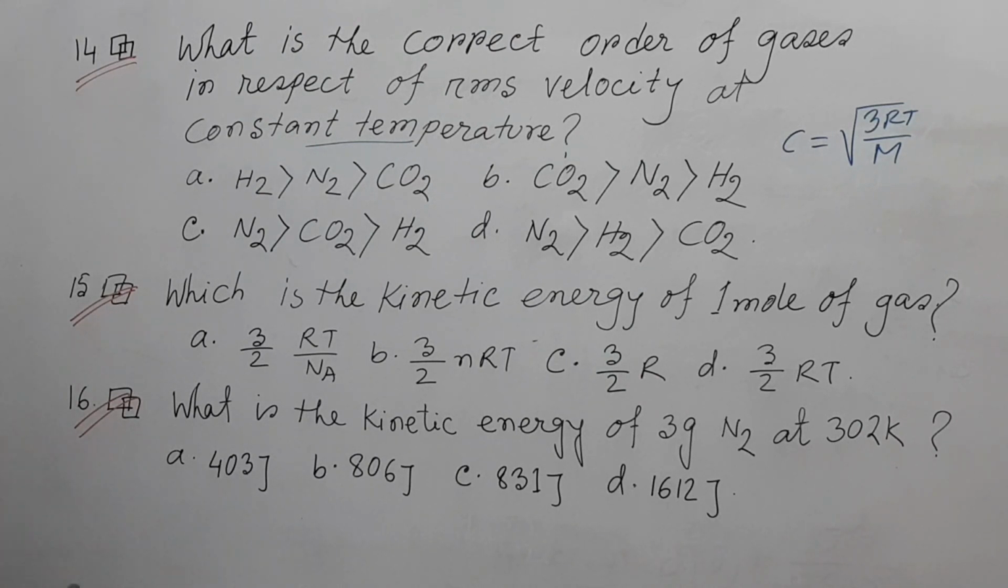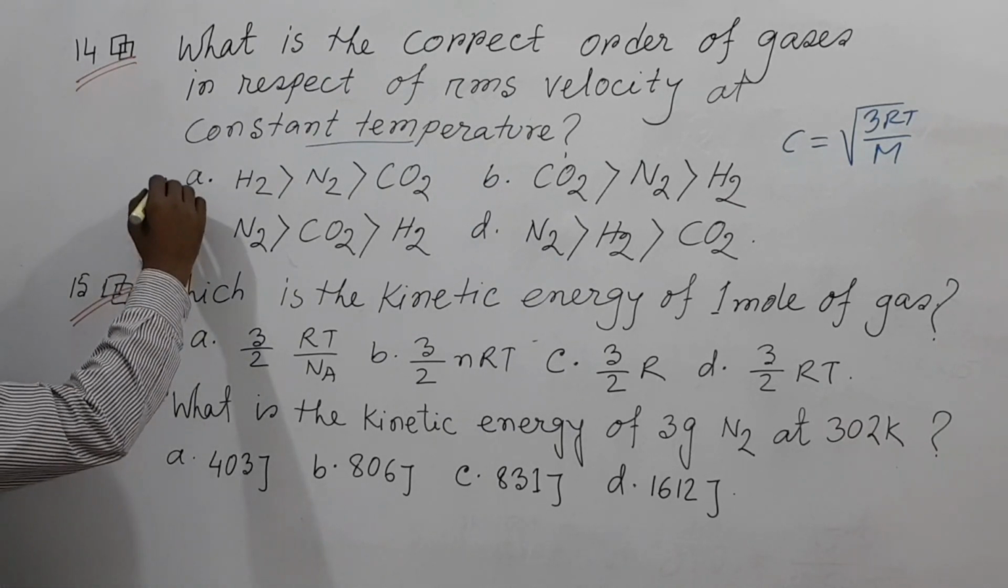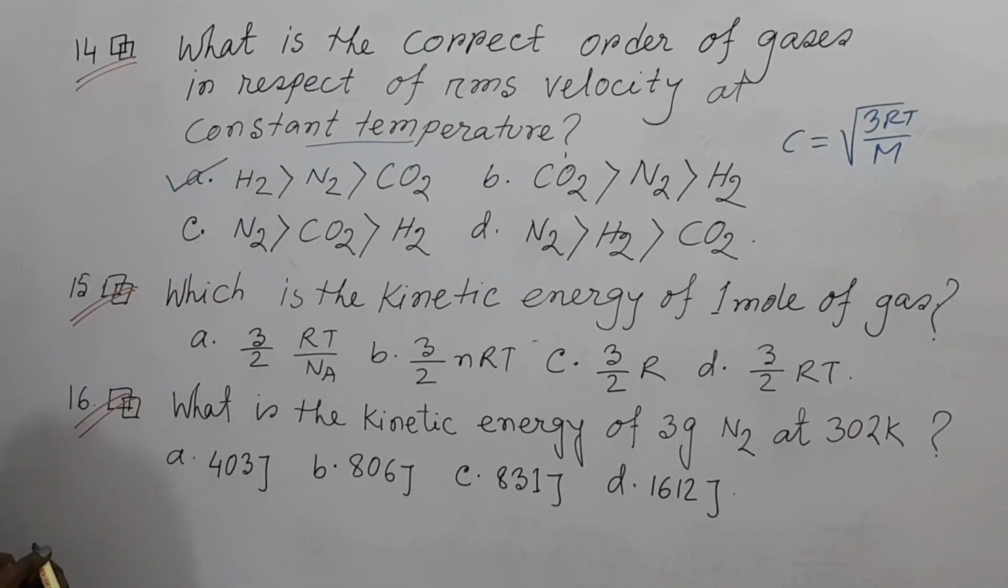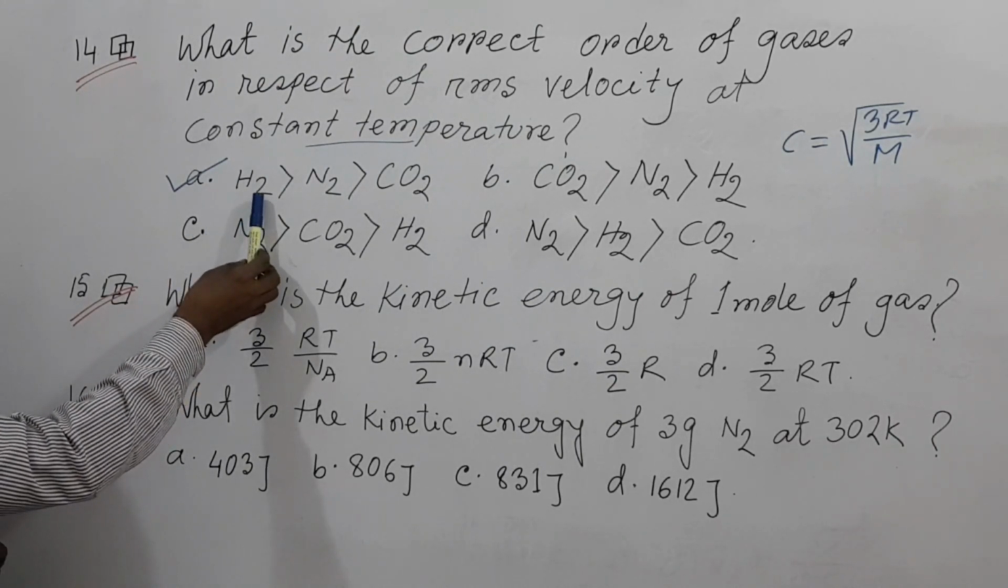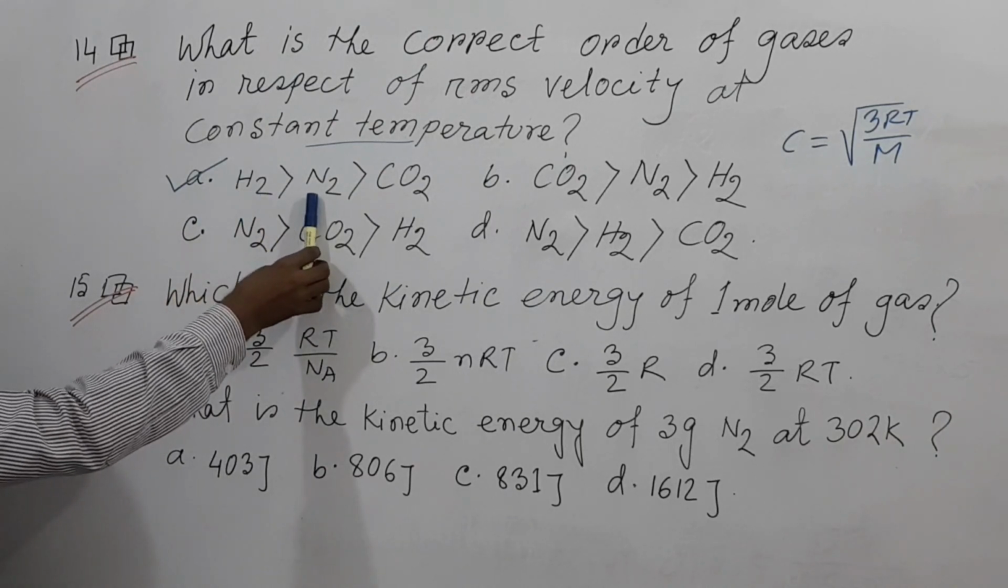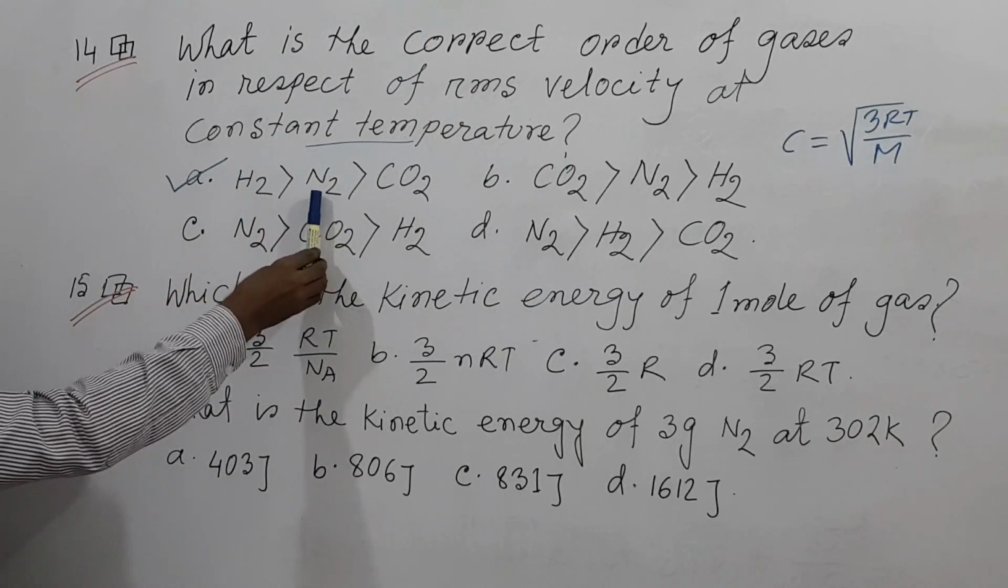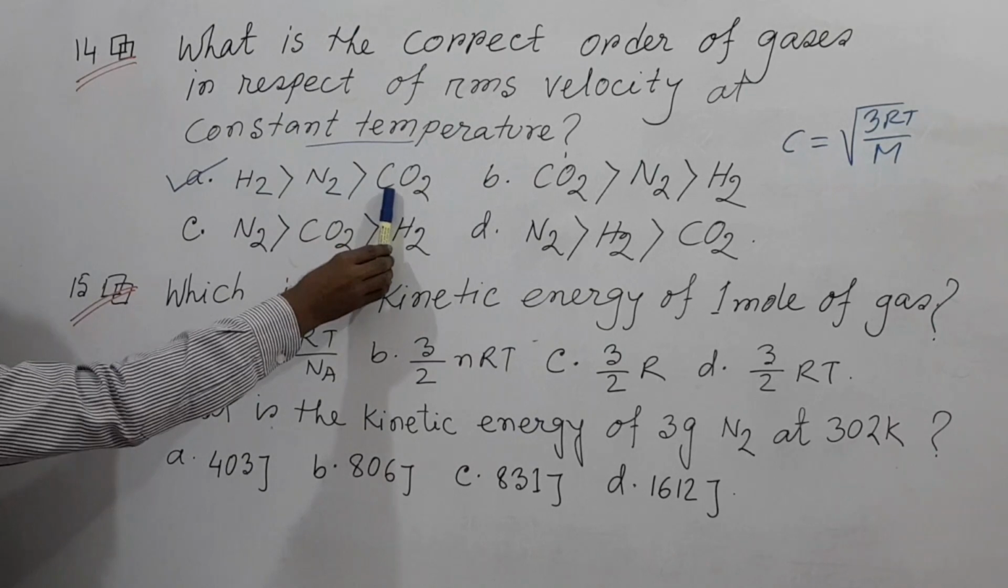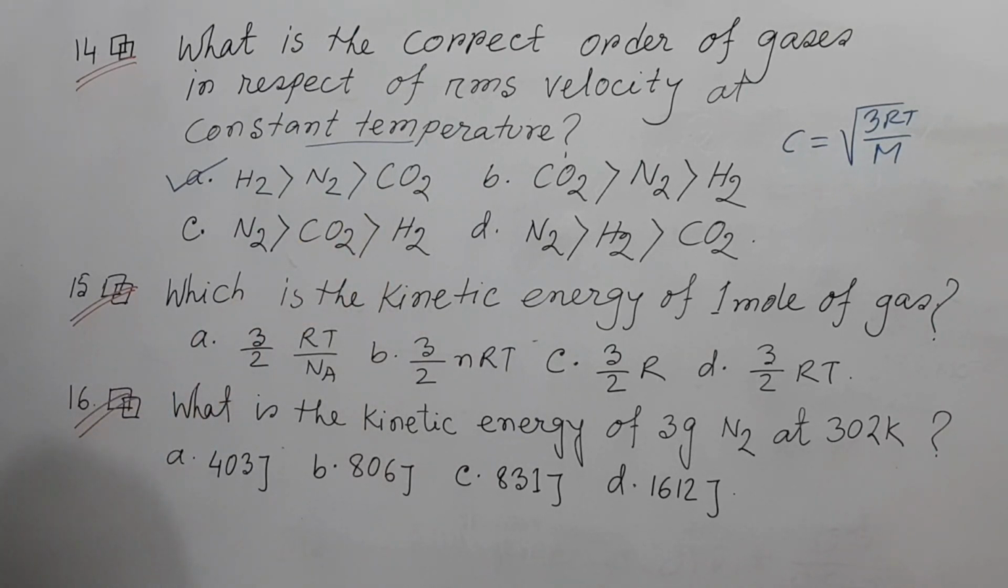So according to our discussion, we can say that the correct order of gases in respect of RMS velocity is option A, because the molecular mass of hydrogen is lower than nitrogen and molecular mass of nitrogen is lower than carbon dioxide.